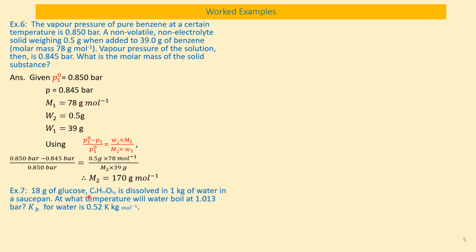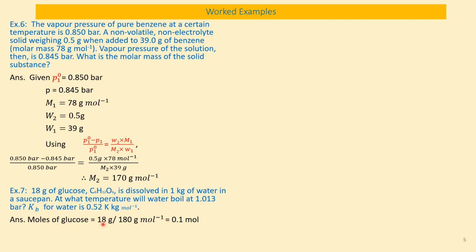18 grams of glucose, that is C6H12O6, is dissolved in 1 kg of water in a saucepan. At what temperature will the water boil at 1.013 bar? Kb for water may be taken as 0.52 Kelvin kg per mole. Please read the question once again and note down the values.